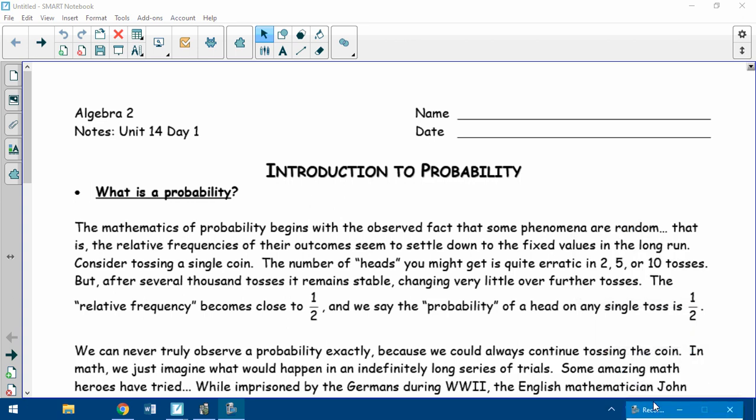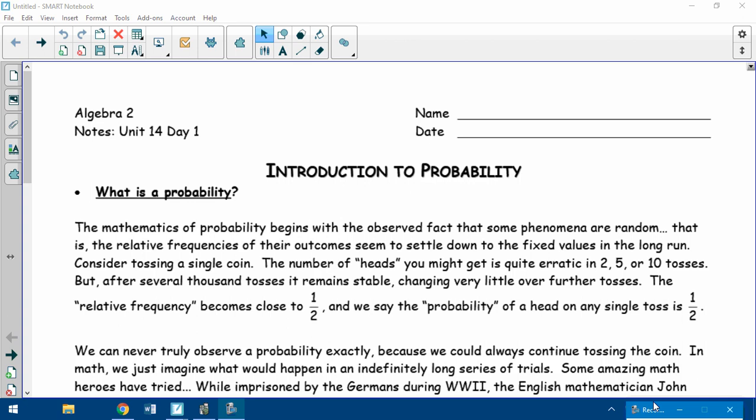Hello and welcome to your second to last unit, probability. Today's just going to be an introduction to probability. A lot of what we talk about today you've probably heard of before. Probability is a little bit different than the other math we've done this year. It doesn't really rely on anything that we've already done before.